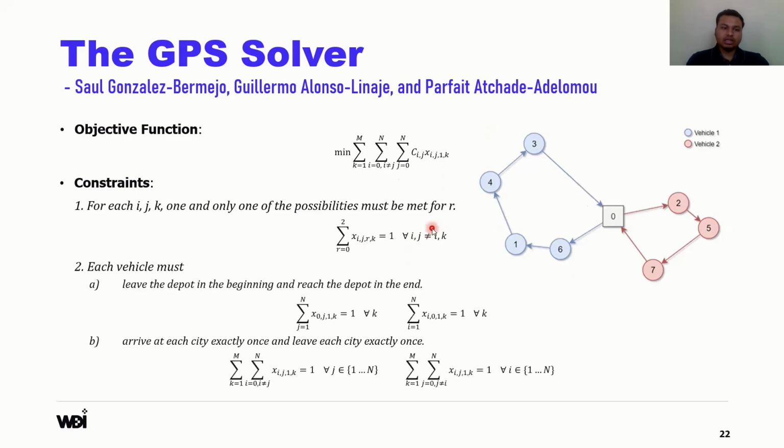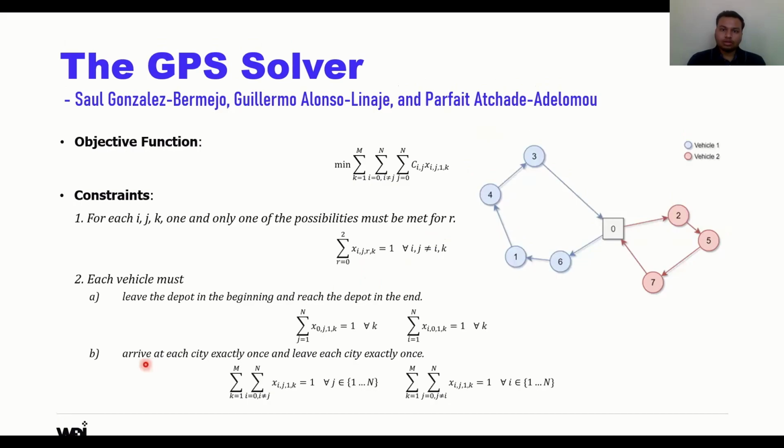Now we have the second set of constraints. Every vehicle must begin at the depot and end up at the depot. Every vehicle must arrive at a city exactly once and leave each city exactly once.